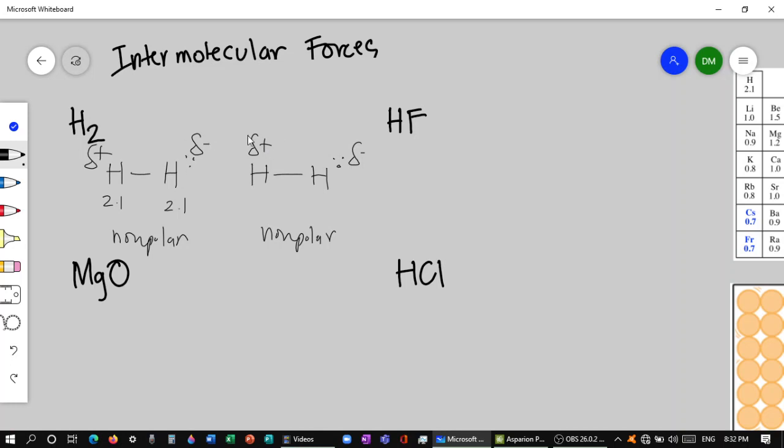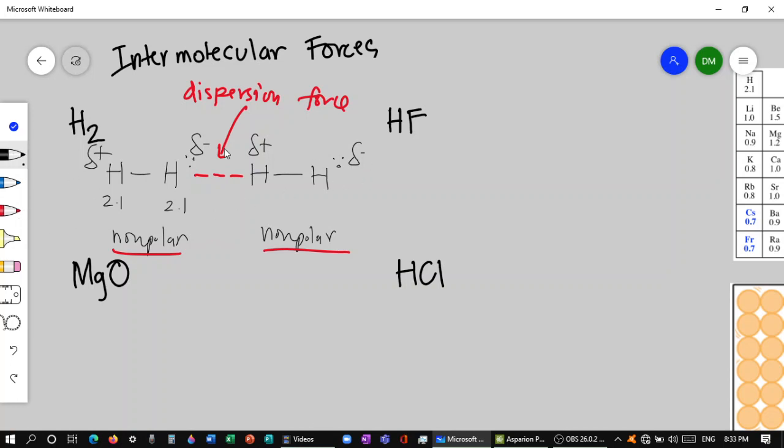Here we have two different charges, and here they can be attracted to each other. So we call this attractive force a dispersion force. So again, dispersion force occurs between a nonpolar and another nonpolar molecule.